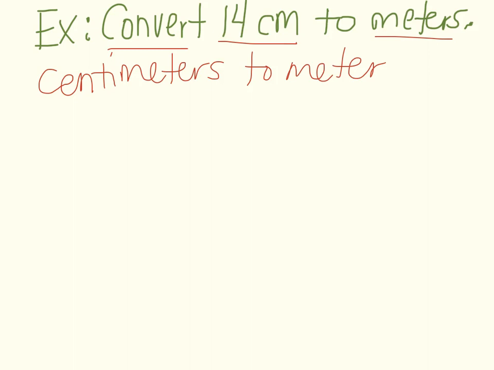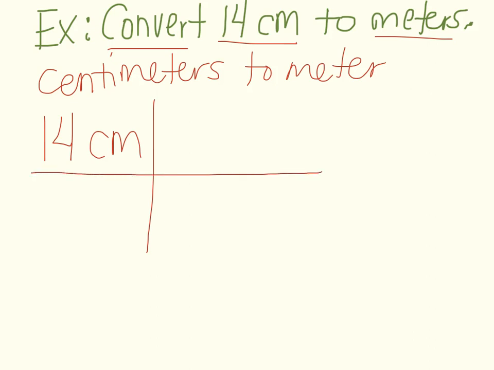So what you do is you set up your dimensional analysis chart. We are given 14 centimeters. The thing that you are given always starts your chart in the top left corner. The bottom left corner can stay blank, or you can put a 1 there. I always keep it blank because I don't have any reason to write a 1 there. So that's how you start out your chart.